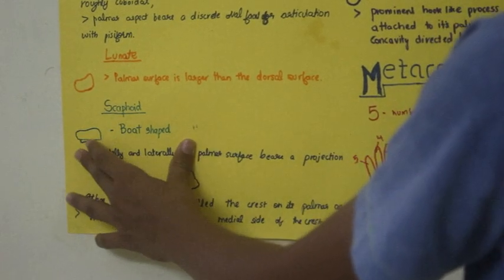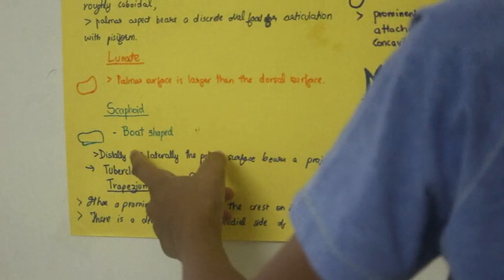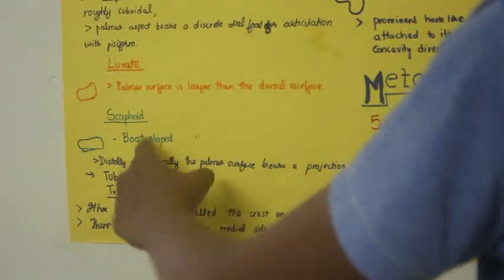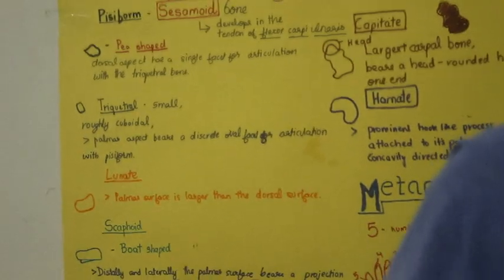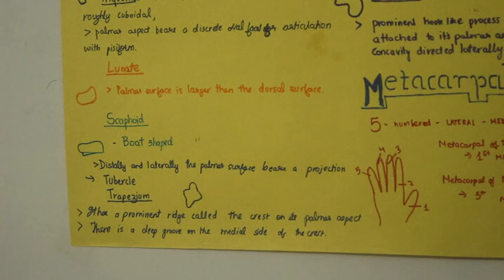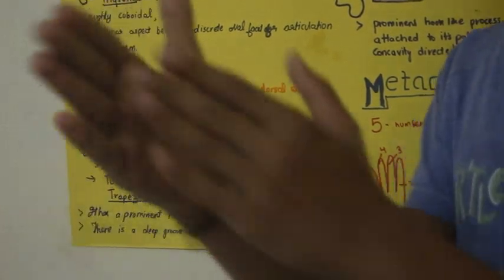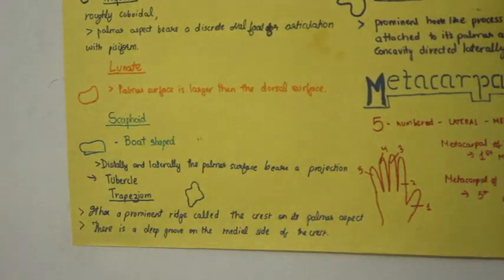The scaphoid bone is the next one that we're going to see. It is on this side. We're not going clockwise now, sorry. Distally and laterally, the palmar surface bears a projection. It's called a tubercle. So you can see the tubercle here. Distally and laterally, it bears a tubercle.